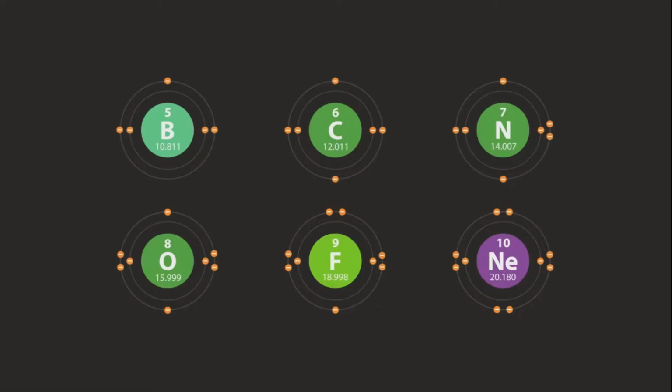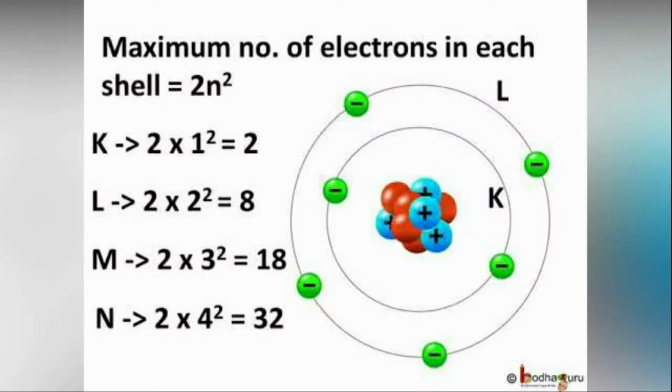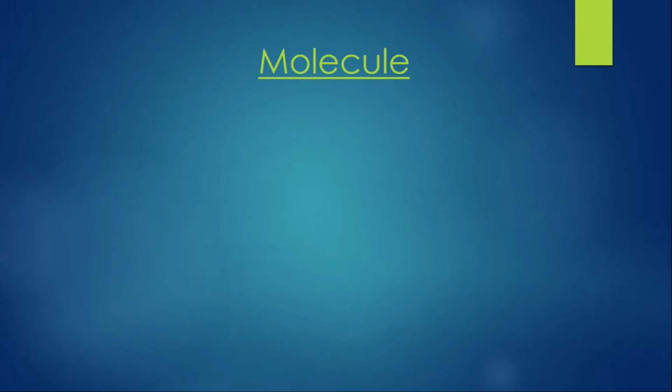So in our last class, we understood how in atoms of different elements, the electrons are distributed across the various shells of the atoms. We also read the 2n square rule, which helps us determine how many electrons will be possessed by each shell. Now the topic of our class today is molecules.